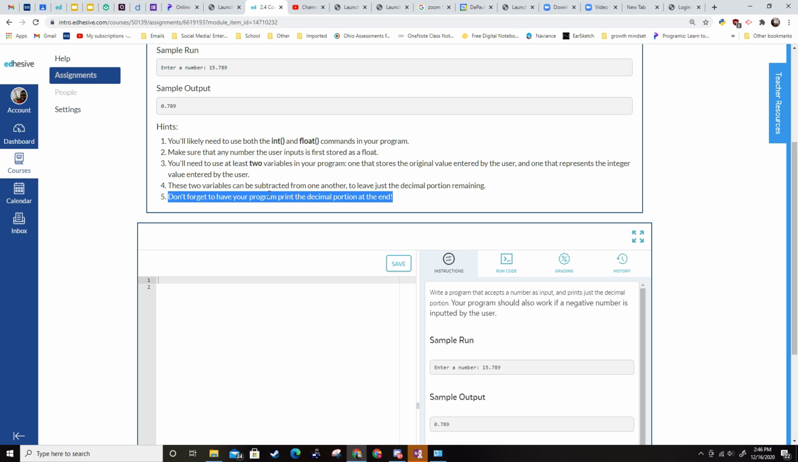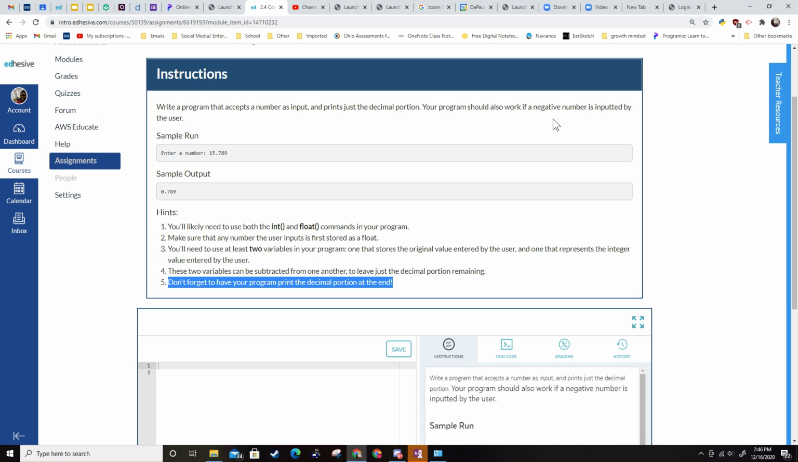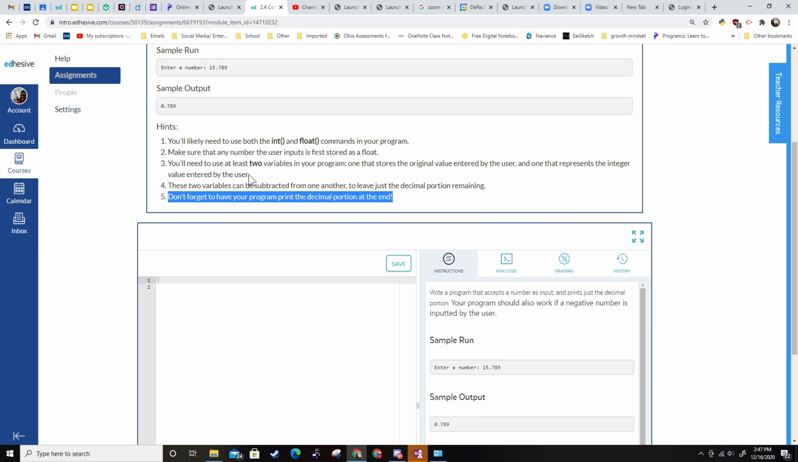Your program should be able to work for any given decimal that you put in there. Let's take a look at this. We know that we're already going to have to use the absolute value function in here because they really specified in the beginning this should work for a negative number. So that means that we should be able to get a positive answer, even if the input is negative.